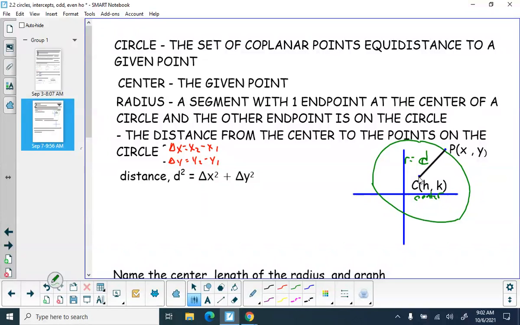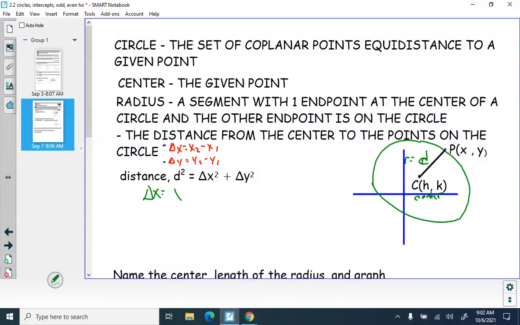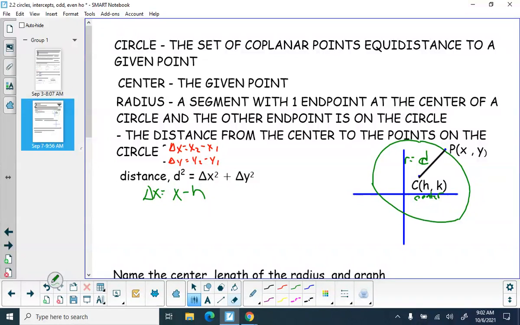Well, if we take a look at what occurs here, if we look at our delta x and my delta y, my delta x is x minus h. That is my delta x, my x minus h, subtracting my two x values. My delta y is equal to y minus k. Once again, my center point is at h and k. My center point is given to me at h and k.